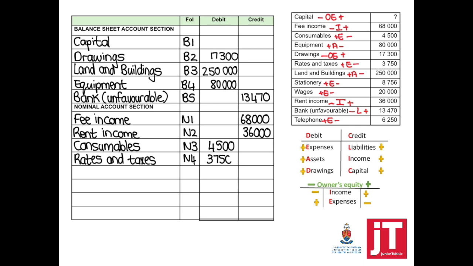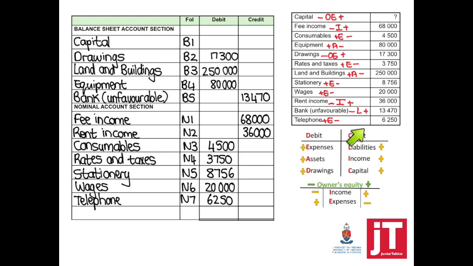Rates and taxes, account number N4, 3,750 on the debit side. Remember, all expenses will appear on the debit side. Stationery, account number N5, 8,756. Wages, account number N6, 20,000. Telephone, account number N7, 6,270.